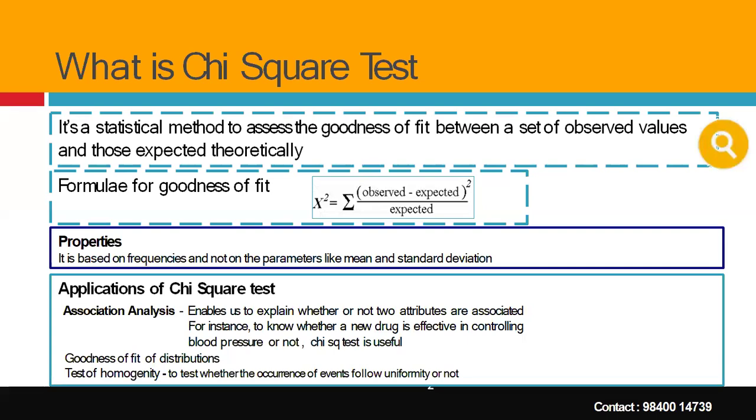This is a very simple one, but remember this. What is the property? It is based on frequencies, not on the mean and standard deviation. So far we discussed so many tests, like the hypothesis test and ANOVA test. All these tests were related to the mean. But not all the time do you get the mean and standard deviation. Sometimes you get the values in terms of frequencies, not on the parameters. In that kind of situation we use the chi-square test.